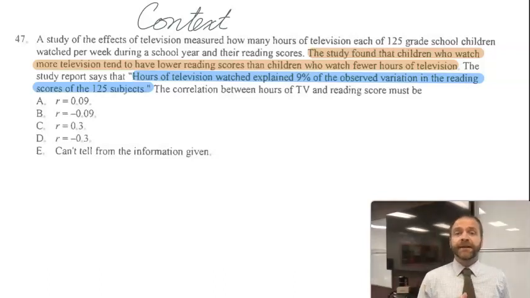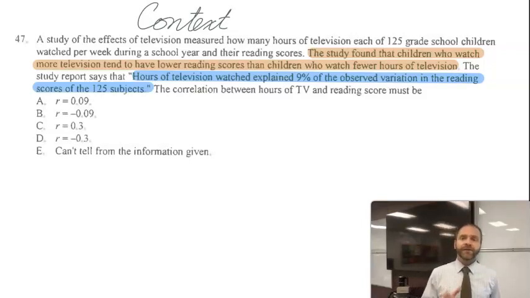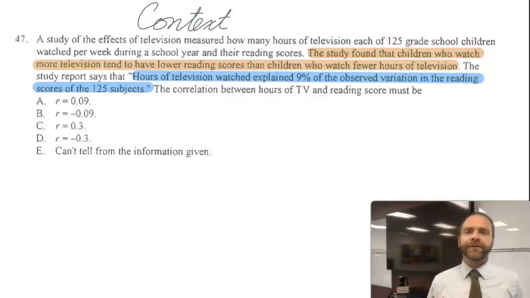That's context. And then we also have, it says that hours of television watched explain 9% of the observed variation in the reading scores of the 125 subjects. So those are the two contexts that I'm looking for in this problem.